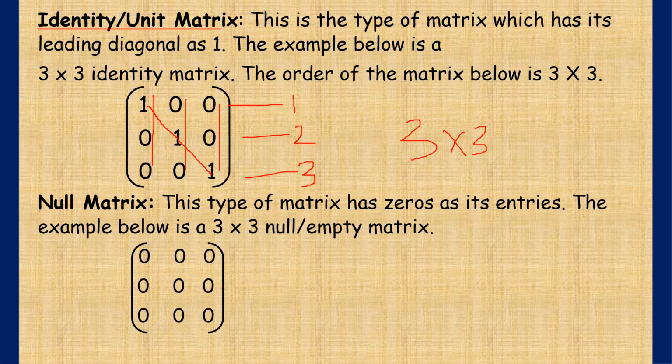The second type is what we call the null matrix. This type of matrix has zeros as its entries. The example below is a 3 by 3 null or empty matrix. You can see all the elements are zeros, so we call it a null matrix.